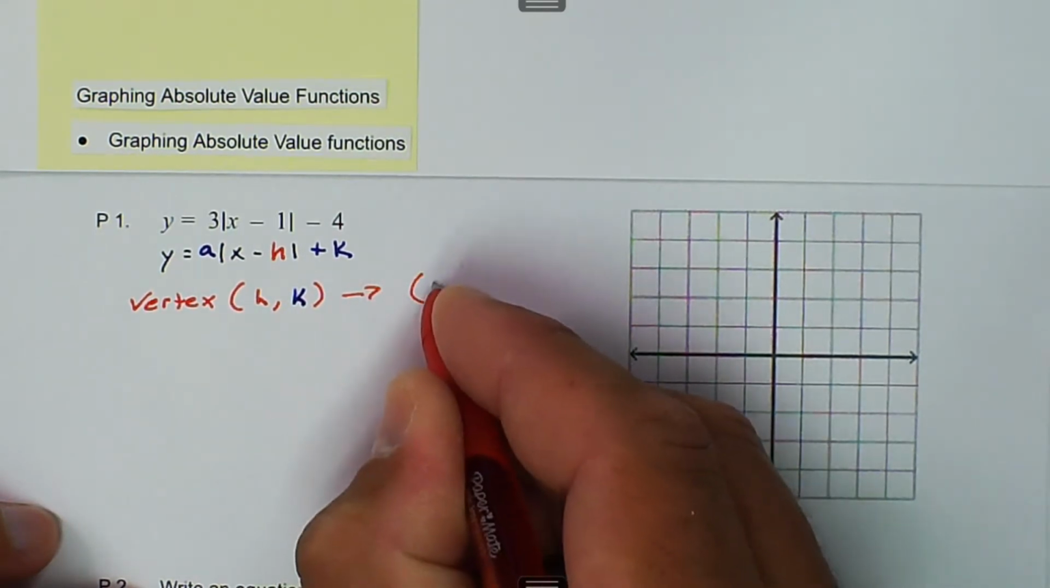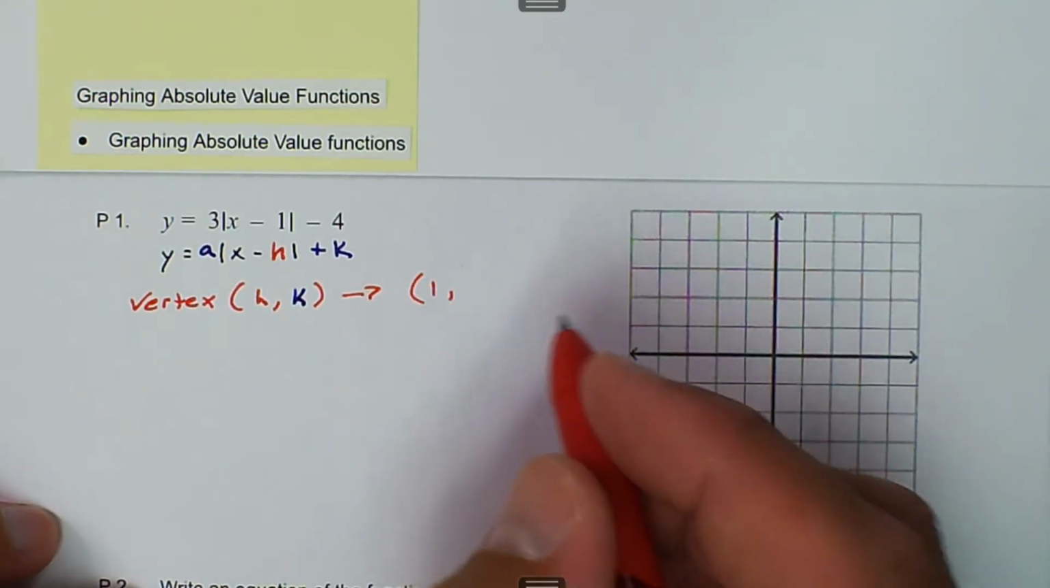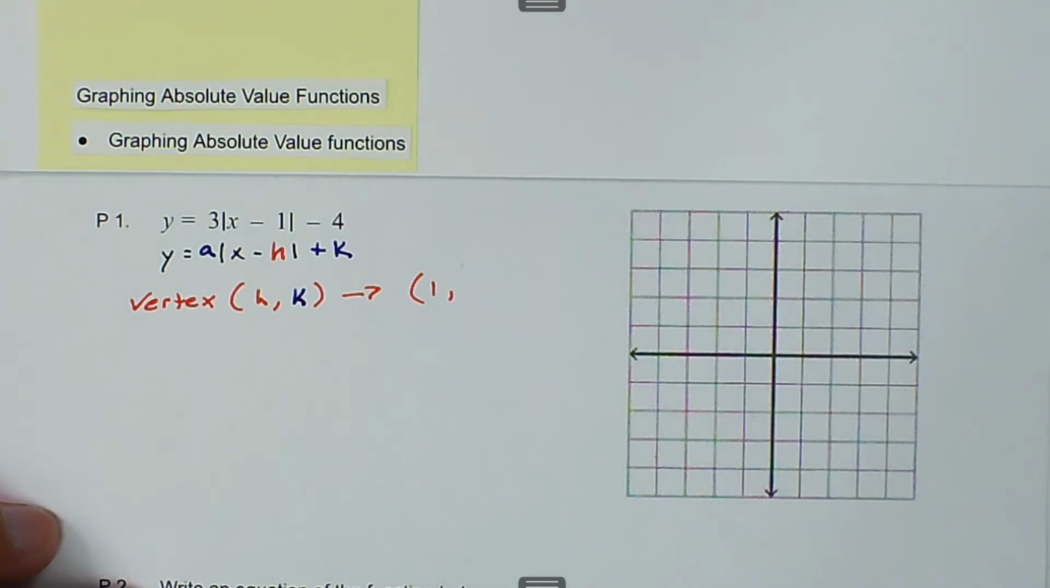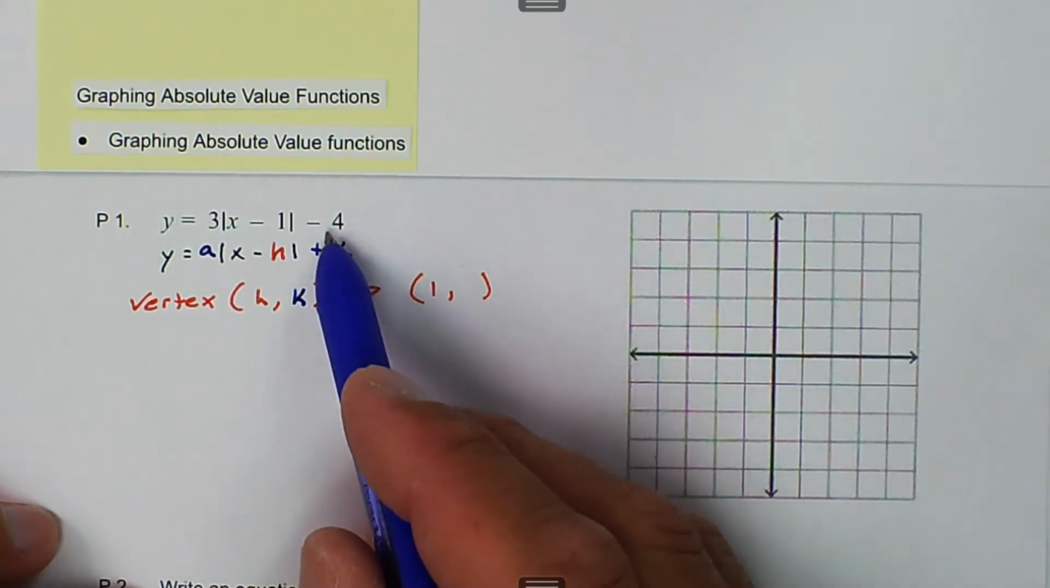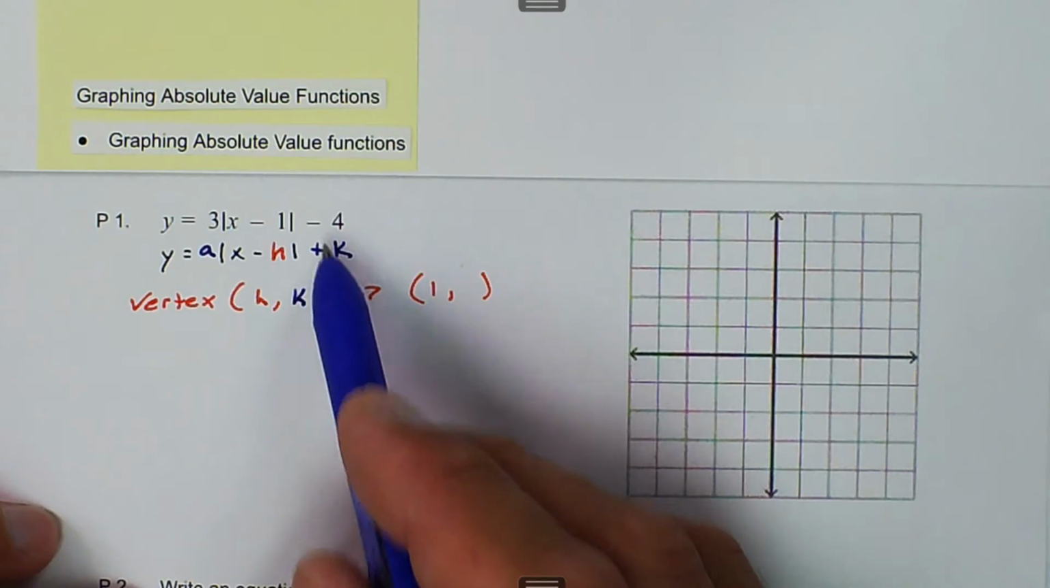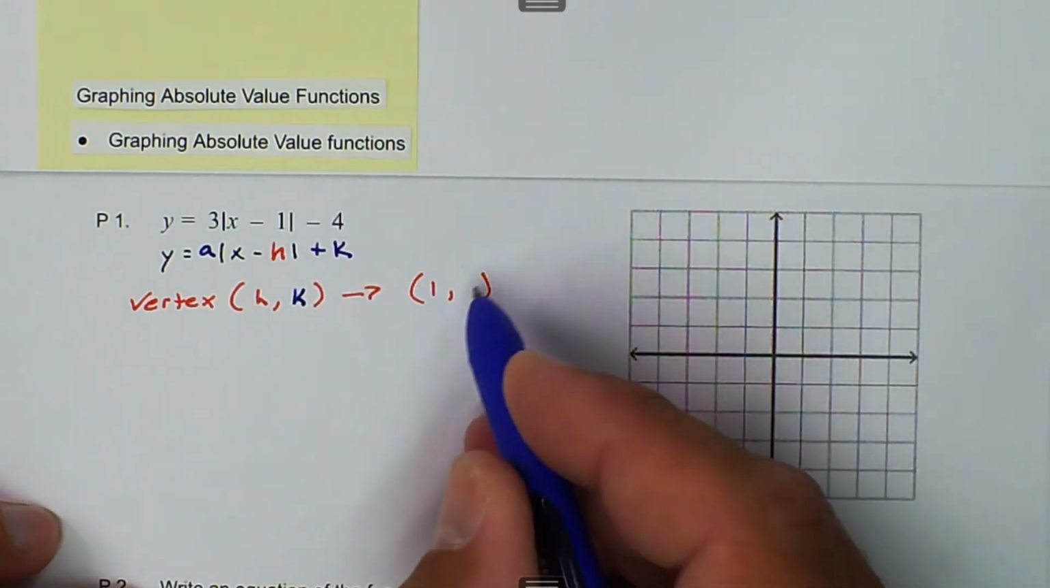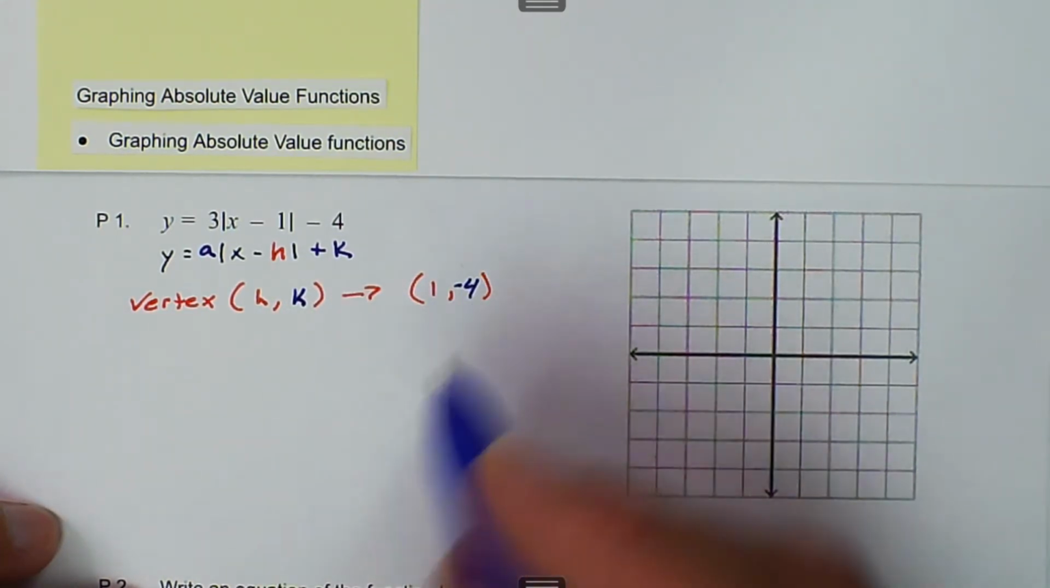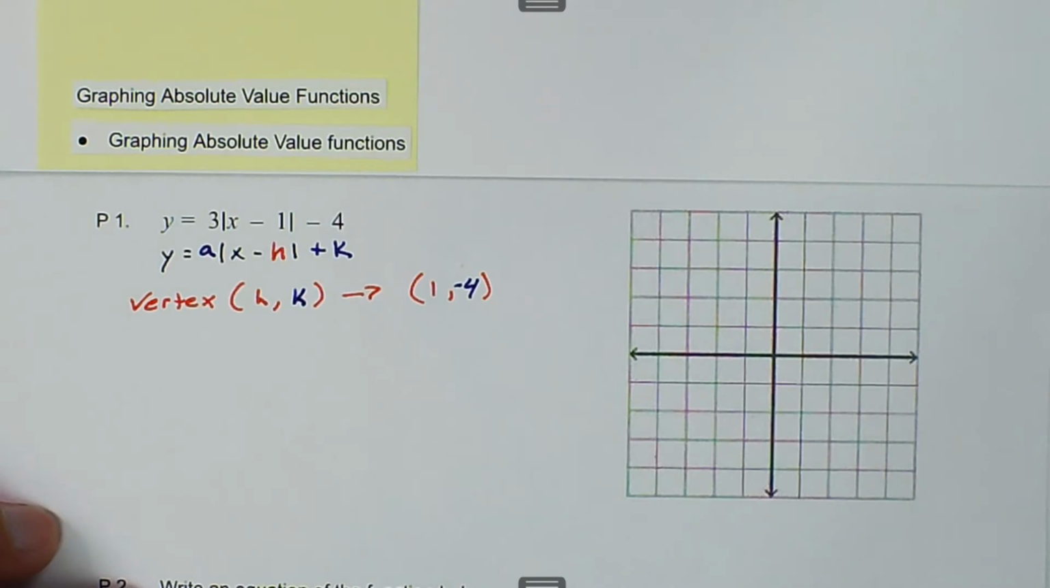So the x value for my vertex is 1, and the k is straightforward. Whatever you see in the equation, that's what your y value for the vertex will be. So in this case, it's negative 4. So (1, negative 4) is the vertex.